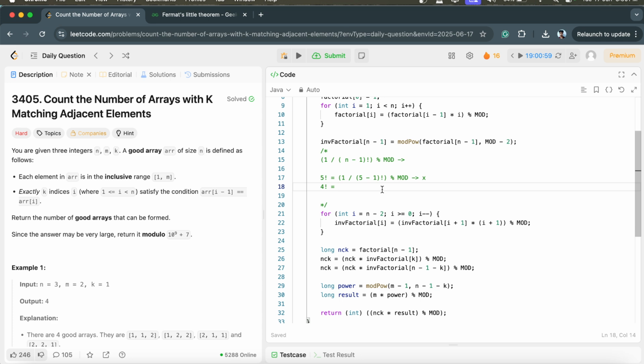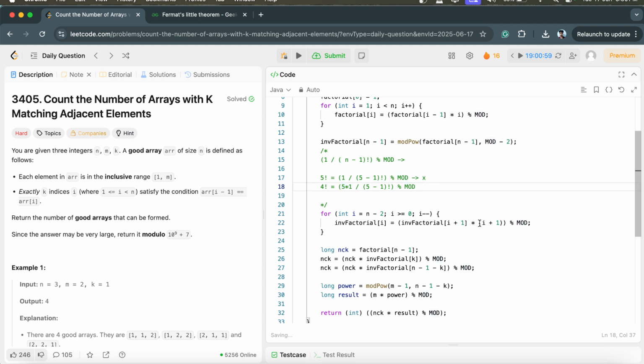Now in this case, whatever the previous value, the answer that we were trying to get, I can multiply it with 5. So how does it happen? 5 into 1 divided by 5 minus 1 factorial, and again we can put mod. Whatever answer we got, we multiply it with its own value. Sorry, it will be n. Correct, it is actually n, whatever the n value that we have.